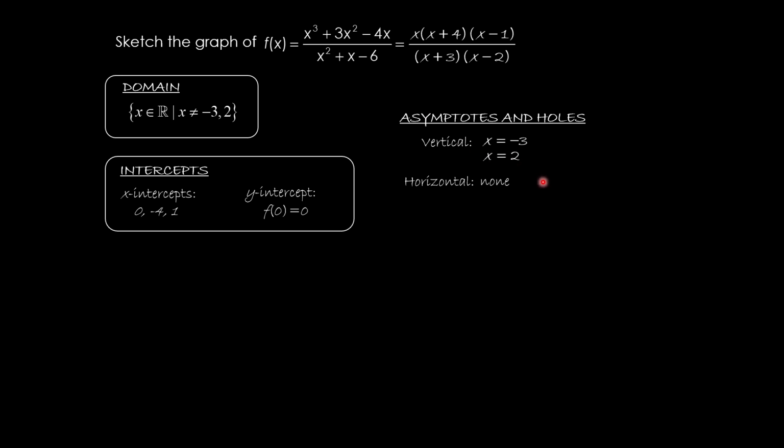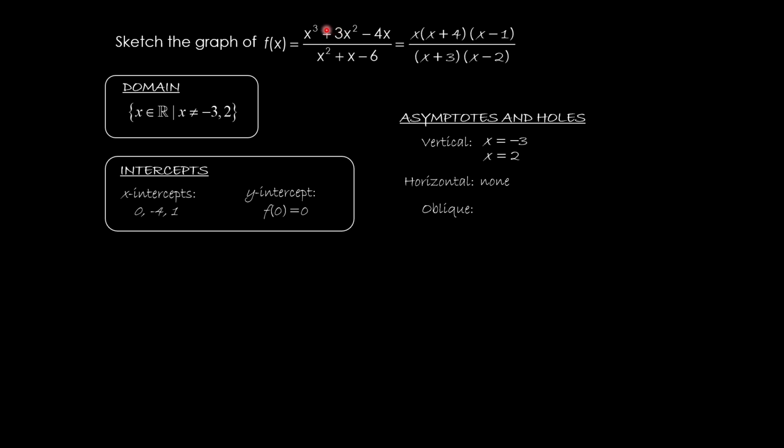But we do have a linear oblique asymptote. And we know that because the degree of the numerator is exactly 1 higher than the degree of the denominator. And we need to calculate the equation of that oblique asymptote, that line. And how do we do that?